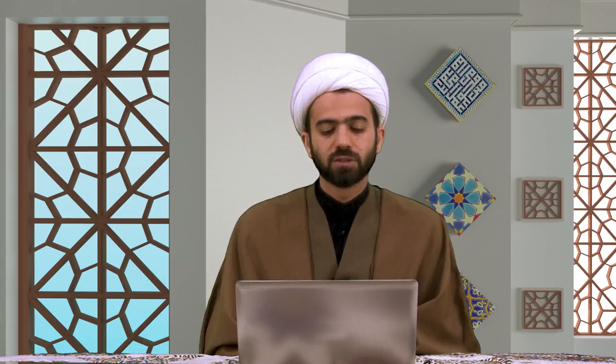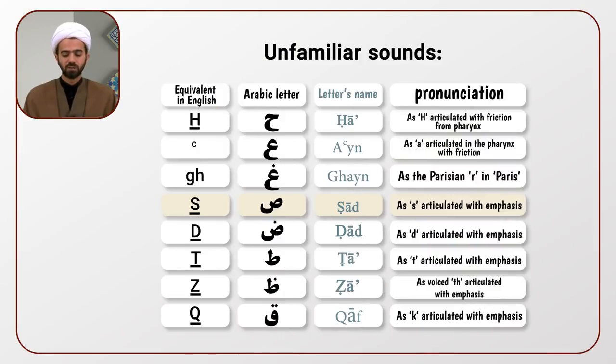The other character is Sad. This is the same S as in English, but it is articulated with much emphasis. Instead of saying S normally, you emphasize it stronger, as if you have put something in your mouth and you pronounce it. Sad is the name of the sound s. Like, again, when you pray, reciting the chapter Tawheed, you say Allahu Samad. The initial character in Samad is Sad.